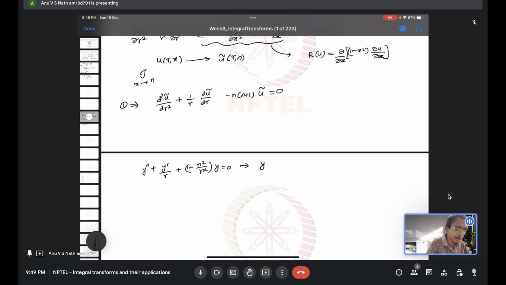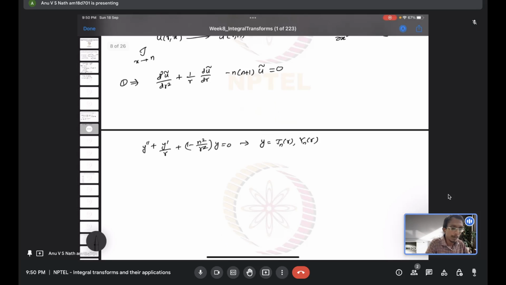We'll have two orthogonal solutions y. One of them will be Bessel Jn of r, the other one will be Bessel Yn of r. So this is the Bessel differential equation. Now the modified version is where r will change into ir, the complex case.